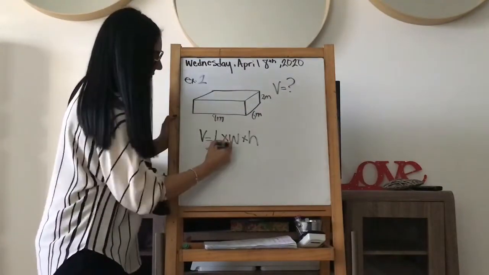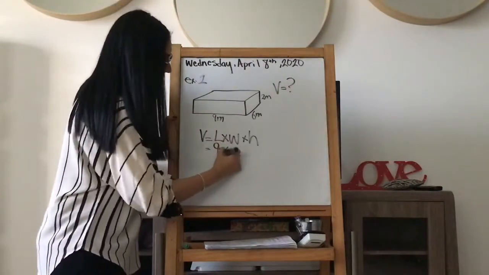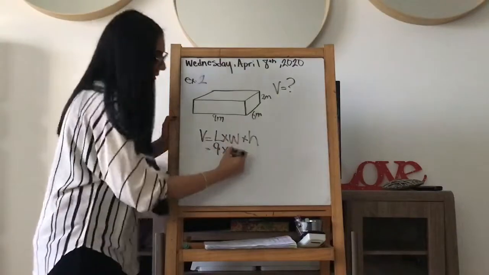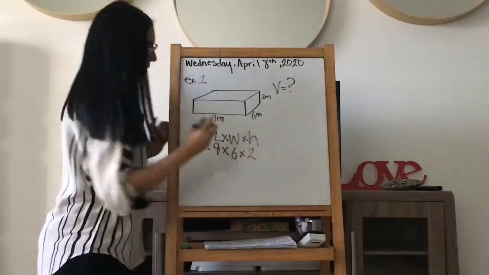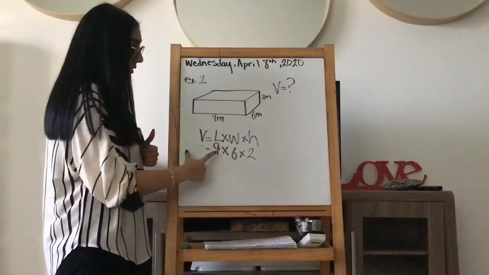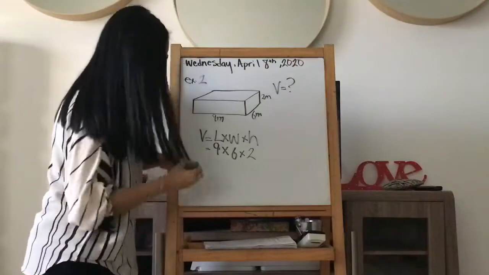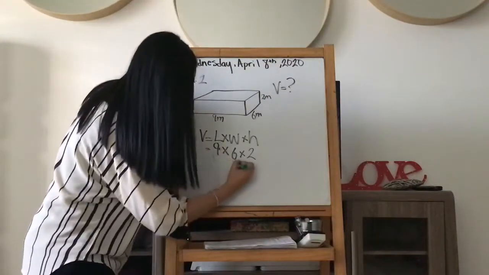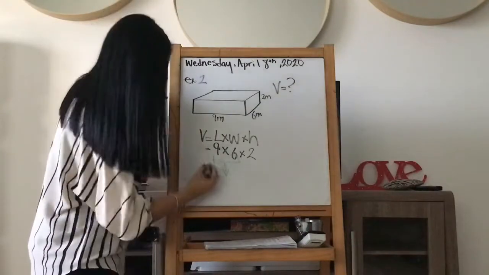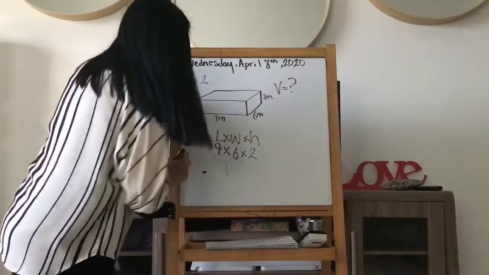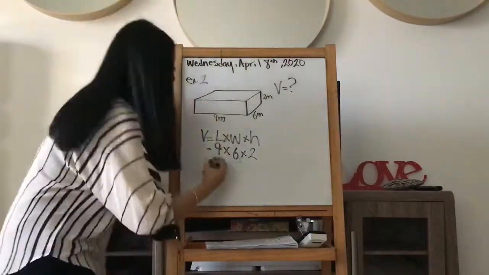What's our length? 9 meters. And I won't write meter because it gets messy. 9 times, what's our width? 6. And what is our height? 2. So at this point, now we were trying to do 9 times 6 times 2. Again, it's overwhelming, so let's just break it up. Let's just do these two first. Okay, so we're trying to do 9 times 6. What is 9 times 6? Everyone should know. 54.